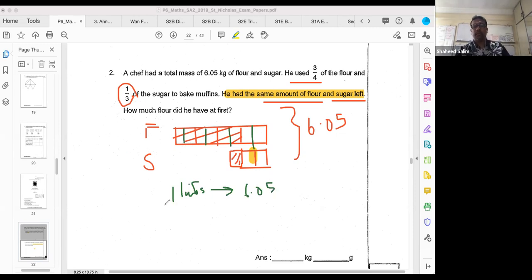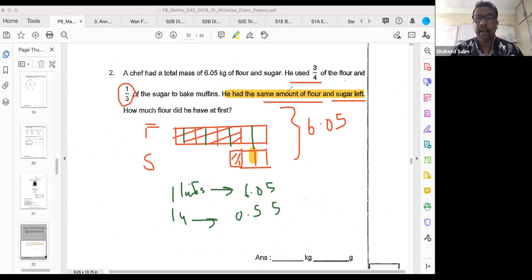Okay, what is 1 unit? 1 unit, I think it's 55. Right? Am I correct? 55 cents. How much flour did he have at first? Flour is 8 units. 8 times 55. I think you get 4 kg, 400.